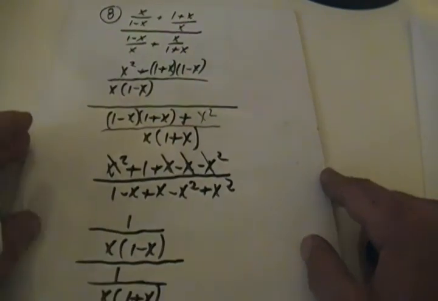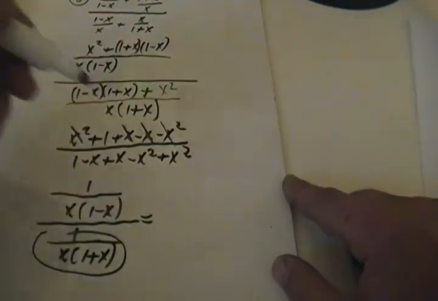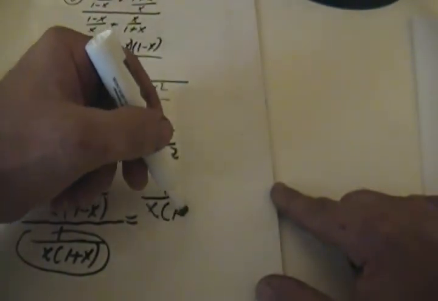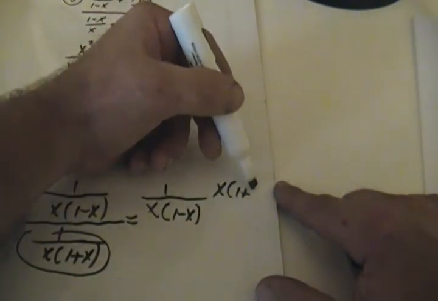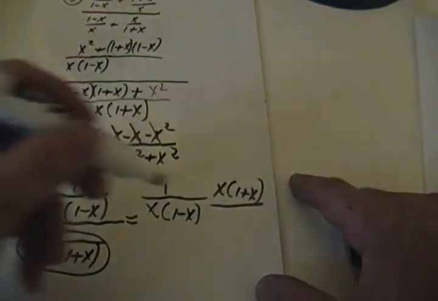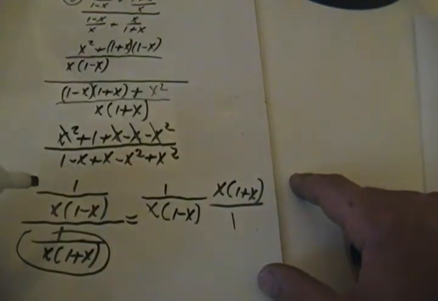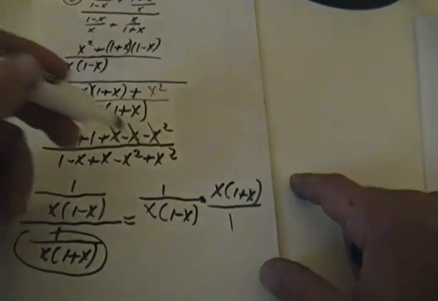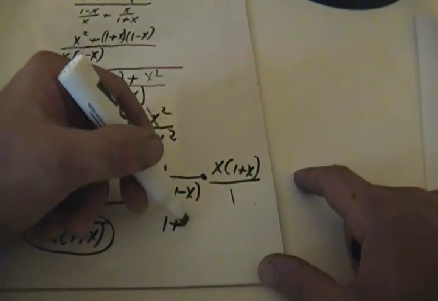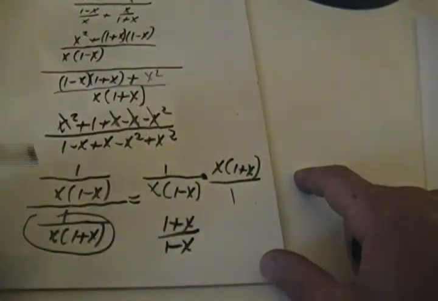Okay, so now basically all we're going to do is change the division to multiplication, and we're going to reciprocate this denominator right here. I'll do that over here to the side, and we have 1 over x times 1 minus x. Flipping the bottom over, we have x times 1 plus x, and a 1 on the bottom. So you can see, since we're multiplying, the x on the denominator and the numerator cancel each other out, and all I have left is 1 plus x and 1 minus x. Okay, so that's number 8.